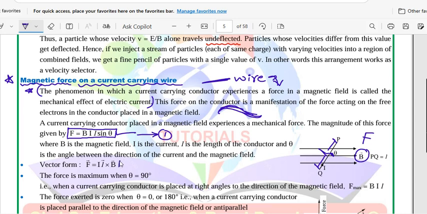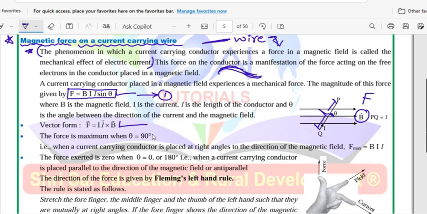Now in vector form, we write this as F bar equal to I into L bar cross B bar. The force is maximum when theta is equal to 90 degrees, because sine 90 degrees is equal to 1. But it is minimum when theta is equal to 0 degrees, since sine 0 is 0, and sine 180 degrees is also 0. So when the current carrying conductor is placed at right angles to the direction of the magnetic field, the force becomes maximum.